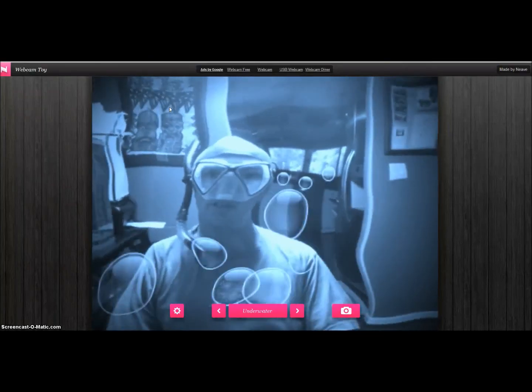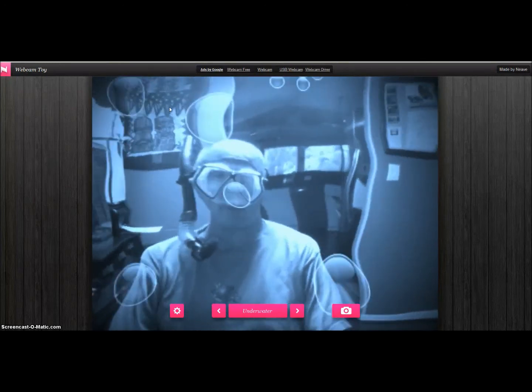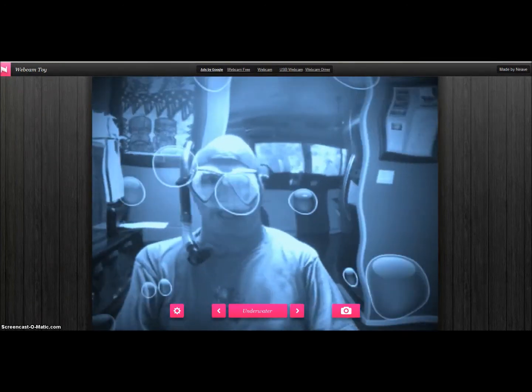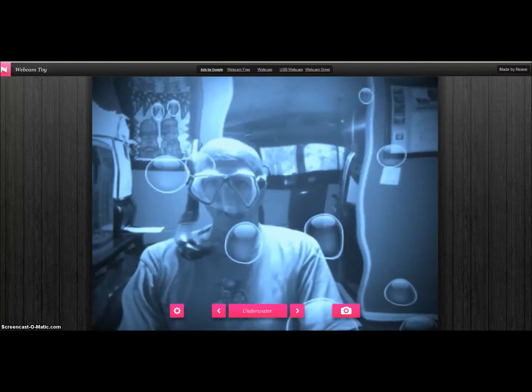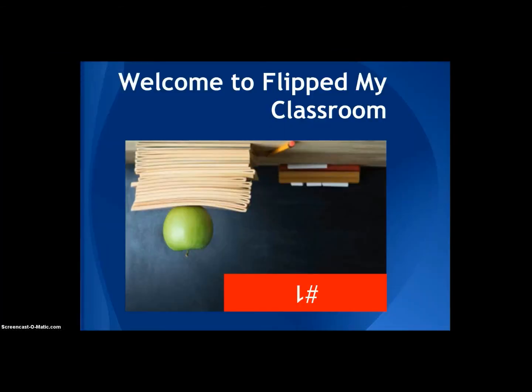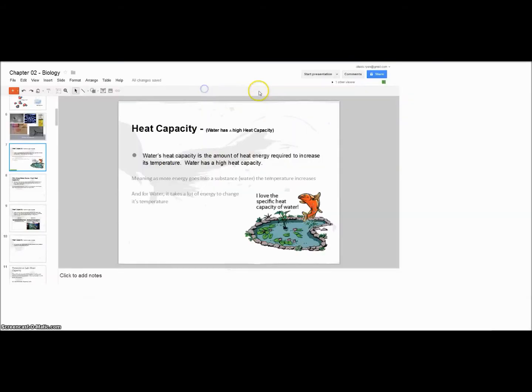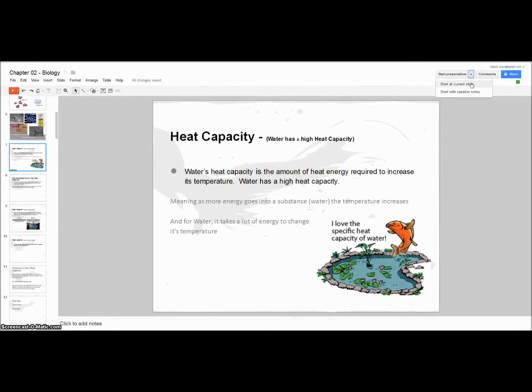Today, we are going to be continuing our discussion on the properties of water. This evening's topic is going to be on heat capacity. All right, here we go.